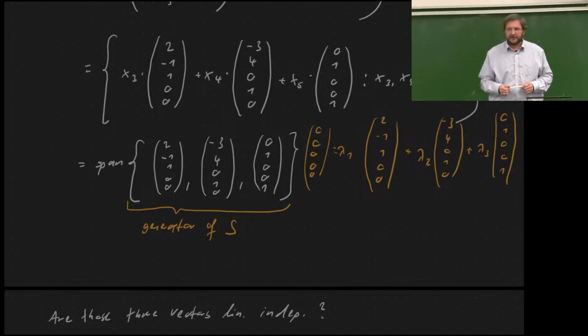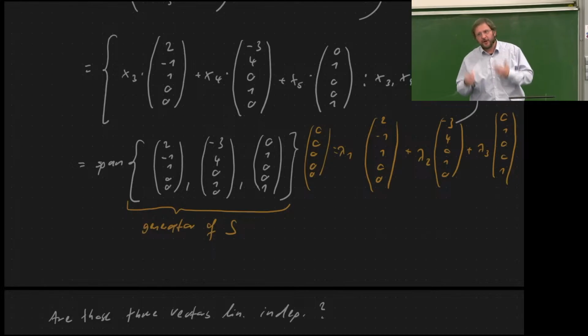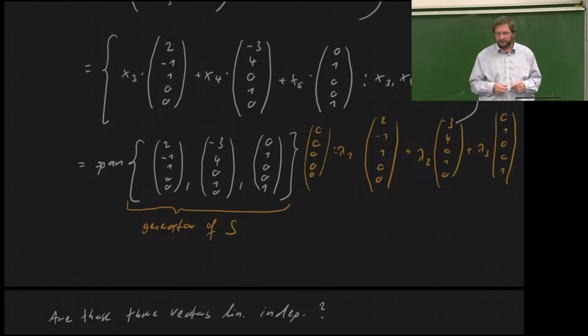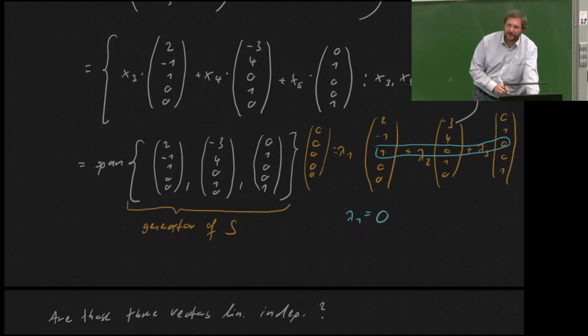And I want to find out if there is a possibility of doing so and not setting all the lambdas to 0. Well, then I can immediately see the first of those free variable rows, so the third row actually, this one here. This immediately yields the equation lambda 1 is 0.